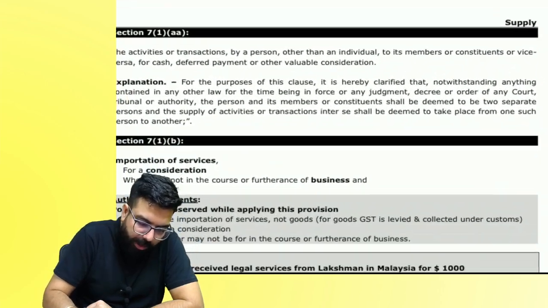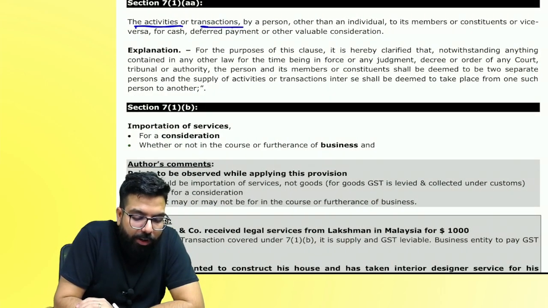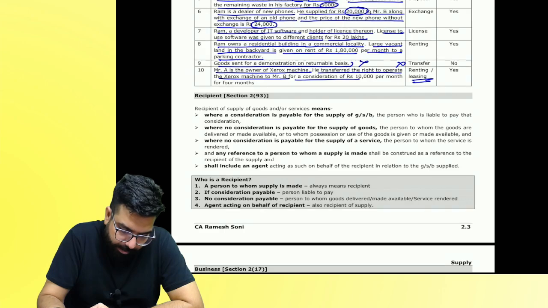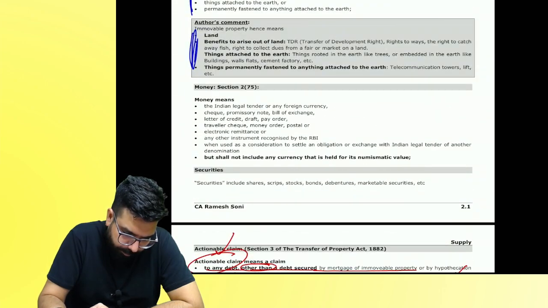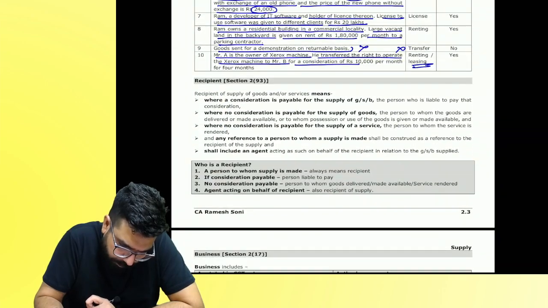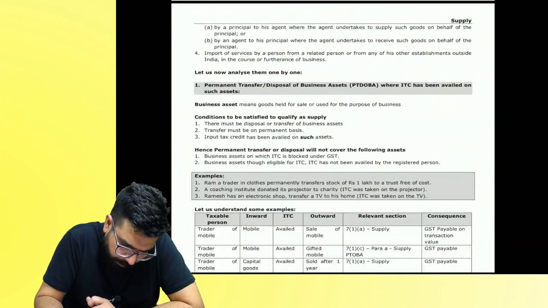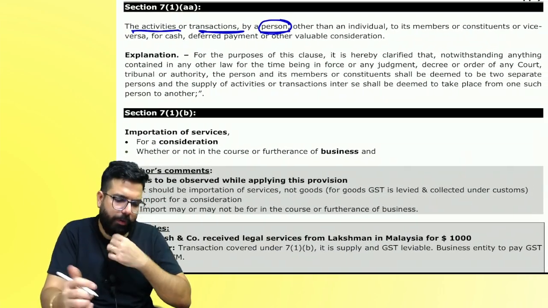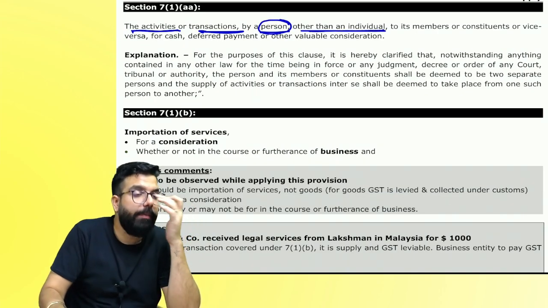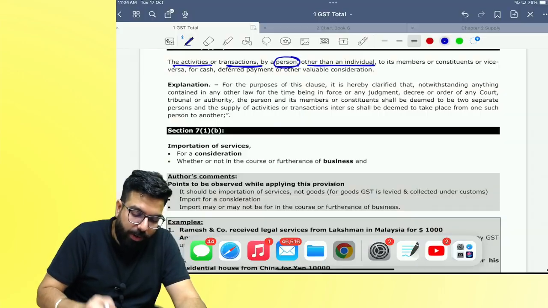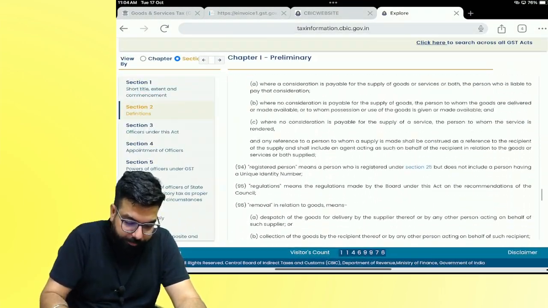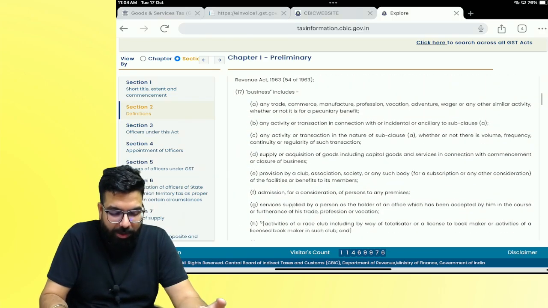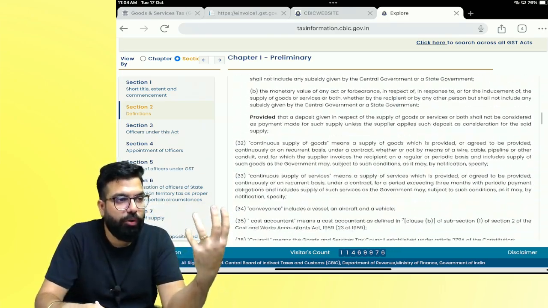See over here. They said the activity or transaction by a person, by a person other than an individual. First of all, I want you guys to know what a person is also. These are the definitions. The definition of person is also there. Although I'm not teaching you the definition of a person to remember, you should know it.